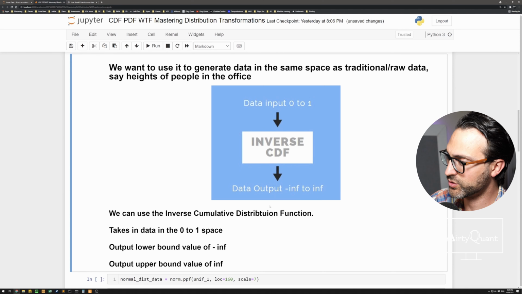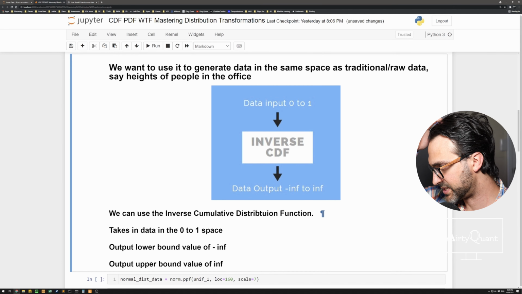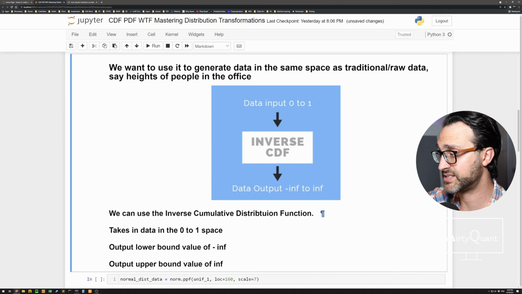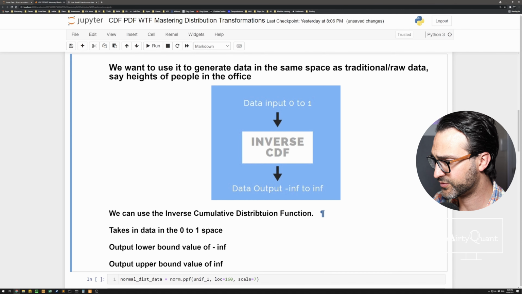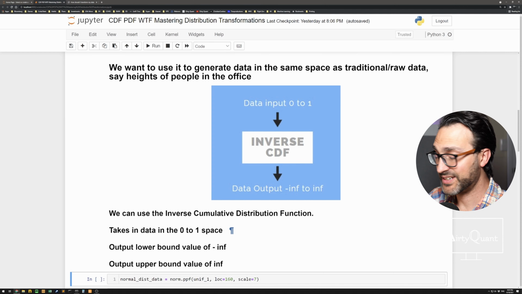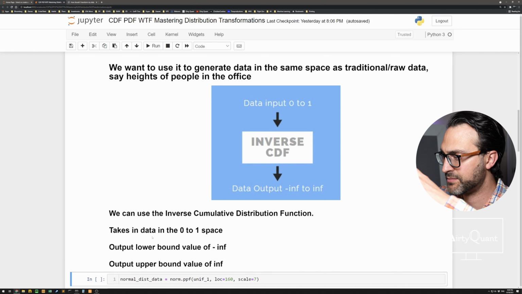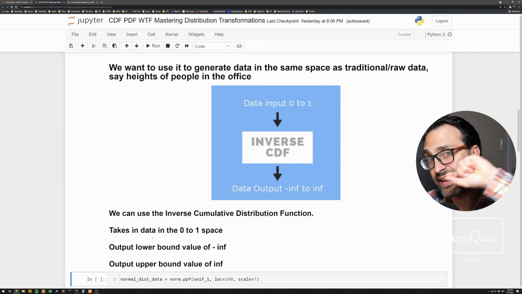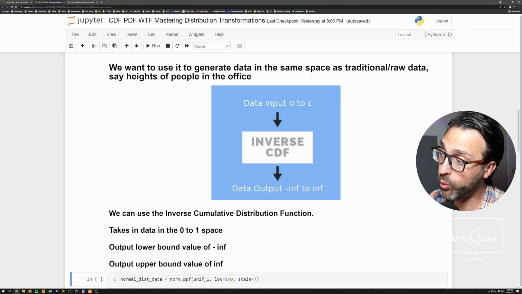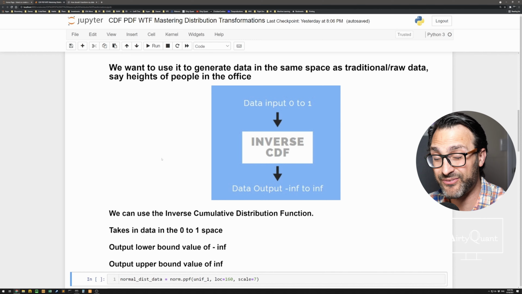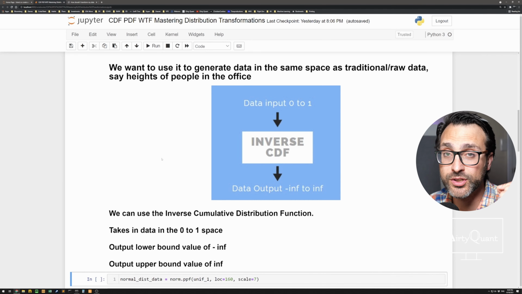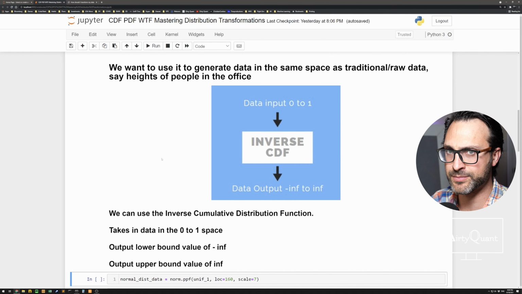There are a few key takeaways here. CDF stands for Cumulative Distribution Function, and I can't spell. It takes in data in that 0 to 1 space. The lower bound value is -infinity, the upper bound is infinity. So it transforms 0 to 1, it's just a mapping function. It takes that 0 and makes it -infinity, takes the 1 and makes it infinity, and everything in between. What that CDF is, is up to you. You need to tell it, okay, this is the distribution that I'm seeking.